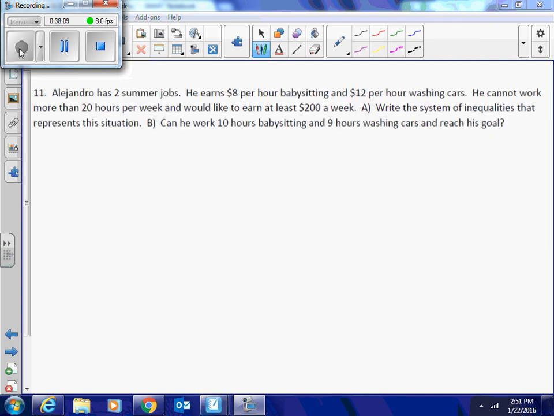Alejandro has 2 summer jobs. He earns $8 per hour babysitting and $12 per hour washing cars. He cannot work more than 20 hours per week and would like to earn at least $200 per week. We're told to write a system of inequalities that represents this situation, and when we're done, we're going to find out if 10 hours of babysitting and 9 hours of washing cars will help him to reach his goal.